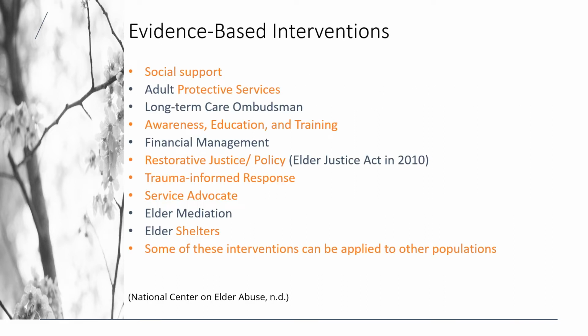Evidence-based interventions include social support, adult protective services, long-term care ombudsman, awareness, education and training, financial management, restorative justice and policy, kind of like the Older Americans Justice Act in 2010, trauma-informed response, service advocacy, elder mediation, shelters for older adults, and the ones that I have in orange are some of the interventions that could be applied to other populations.